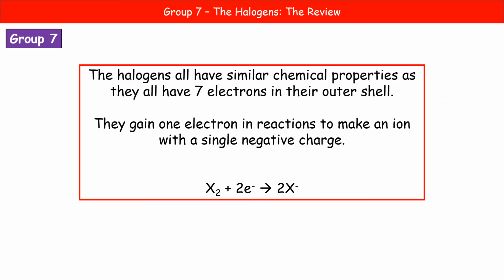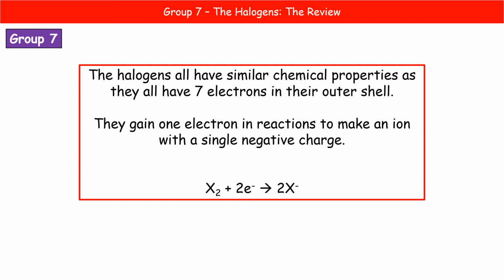What we find is that when we're talking about the halogens, they will all have similar chemical properties because they all have 7 electrons in their outer shell. And this is a common question. It asks you why any elements in a particular group have got similar chemical properties, and the answer is always because they have the same number of electrons in their outer shell.